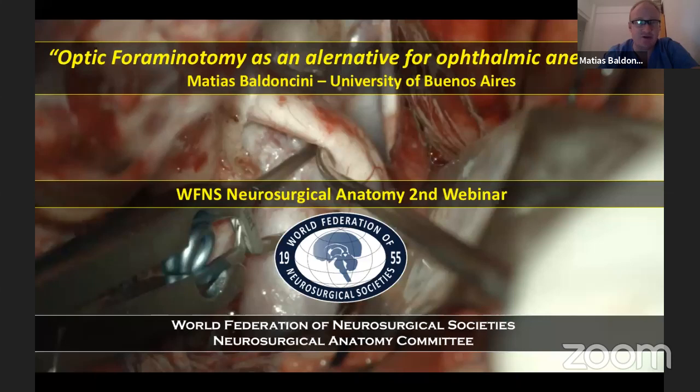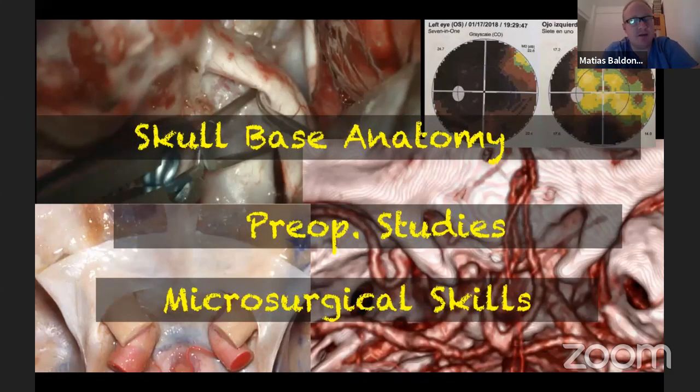I will try to explain why the optic foraminotomy could be a good alternative for clipping some special small superior ophthalmic aneurysms. And first of all, I want to remember an interesting phrase, especially for young neurosurgeons around the world: you need to see the anatomy before the anatomy sees you.